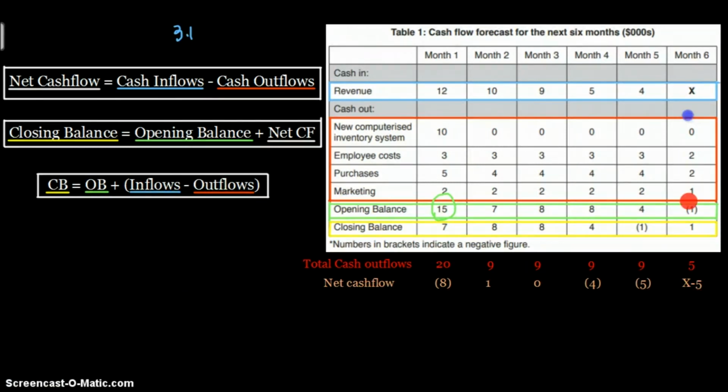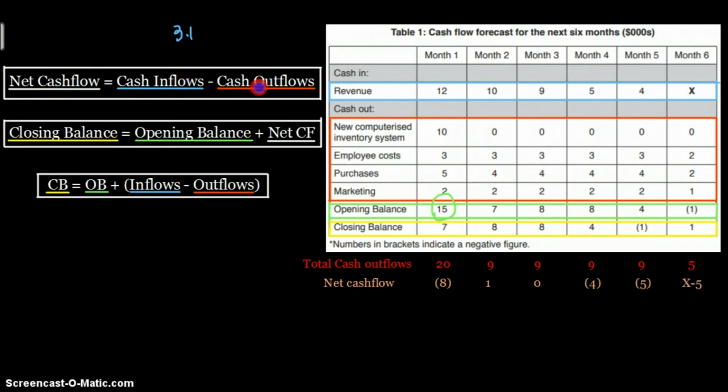So your x minus 5 is your net cash flow for month 6. Adding all this information is not necessary, but it's recommended. If you have to make a cash flow forecast, you need to have total cash inflows, total cash outflows, your net cash flow, your opening balance and your closing balance. All these 5 elements need to be there: net cash flow, opening balance, closing balance, cash inflows, cash outflows.